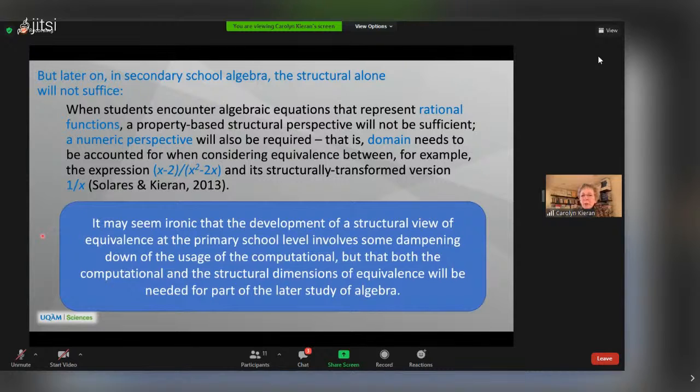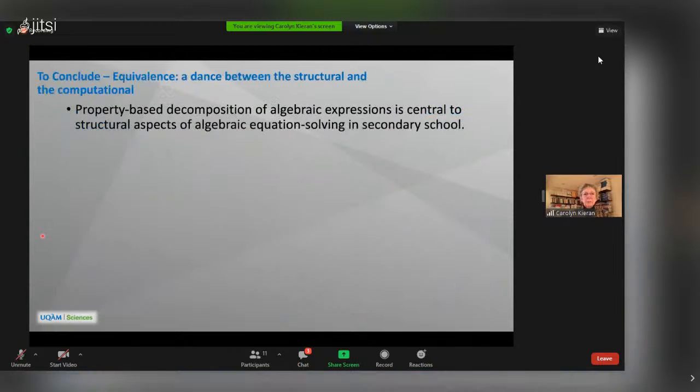So it may seem ironic that the development of a structural view of equivalence at the primary school level involves some dampening down of the usage of the computational, but that both the computational and the structural dimensions of equivalence will be needed for part of the later study of algebra. So to conclude, we can look upon equivalence as a dance between the structural and the computational.